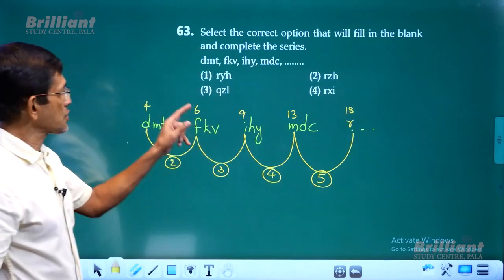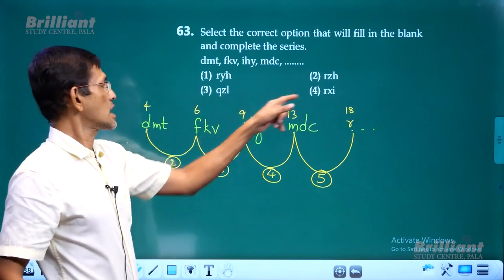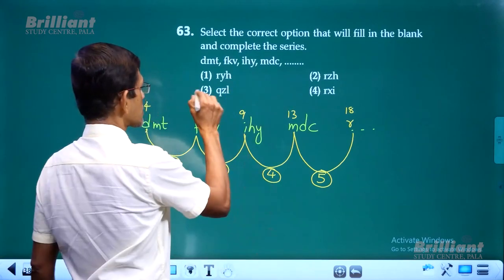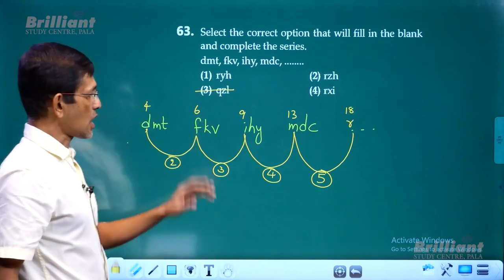So how many answer choices are starting from R? Well, 3 answer choices are starting from R. So this cannot be the answer. So that is already out.